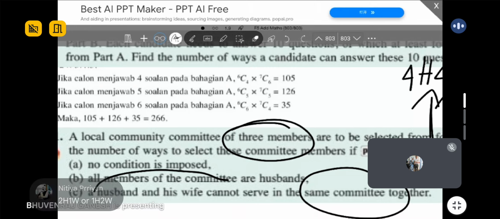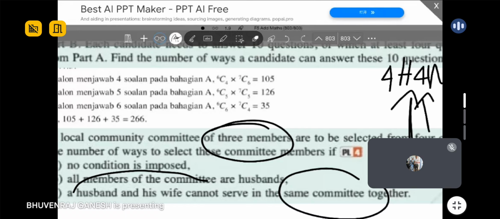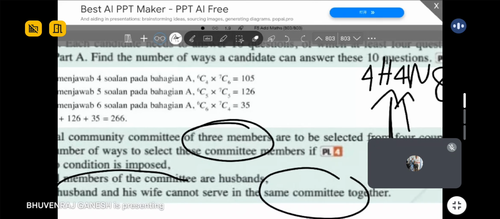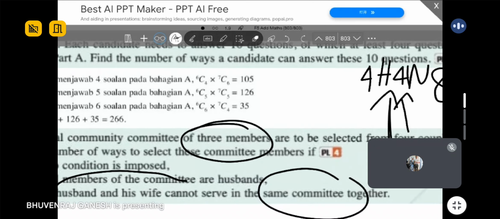2 husbands, 1 wife, 1 husband, 2 wives. Okay. So can I ask you, 0 husband, 3 wives? Can, 0 suami, 3 isteri. Logic tak?